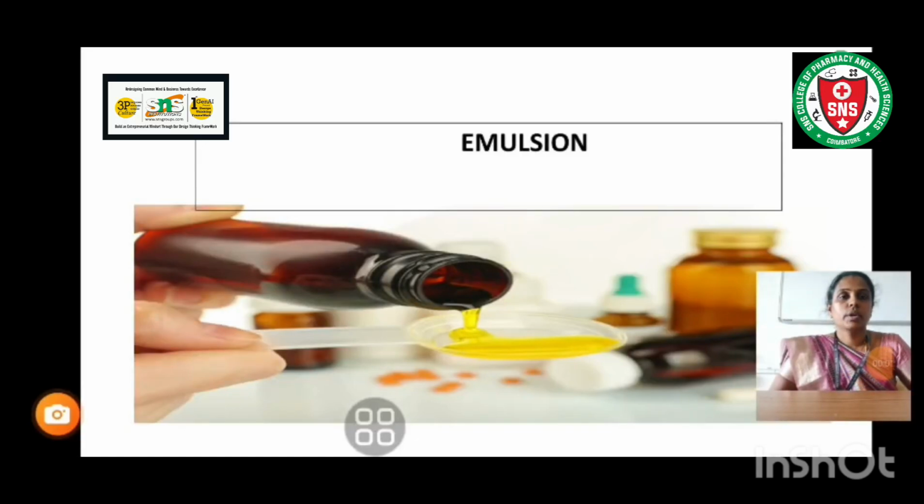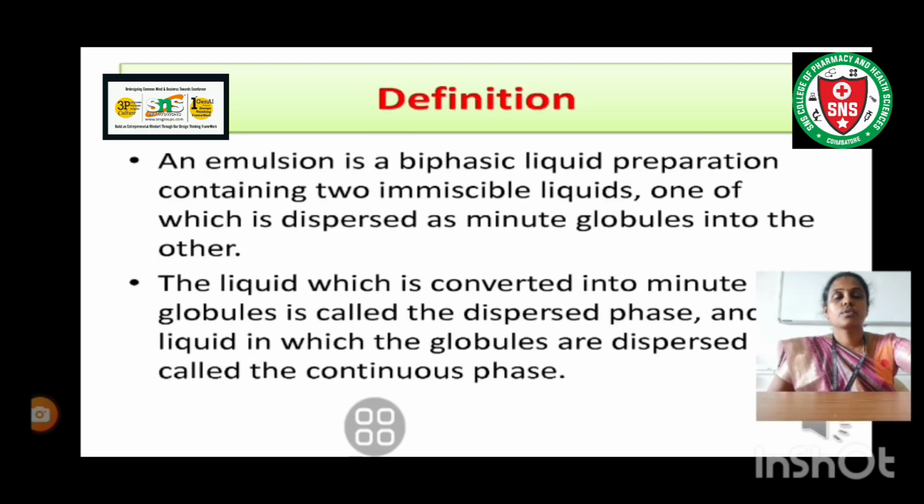Hi all, good morning. Today let us discuss the most important topic of pharmaceutics, which is emulsion. So what is emulsion? The advantages and disadvantages of emulsion, types of emulsion, methods of preparation and every other thing we are going to study in this video. So first let us discuss the definition of emulsion.